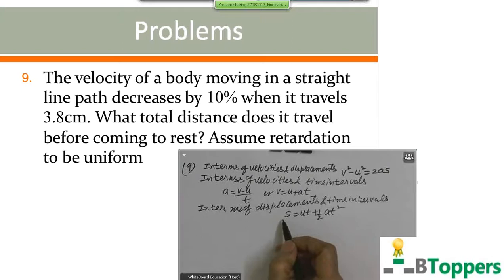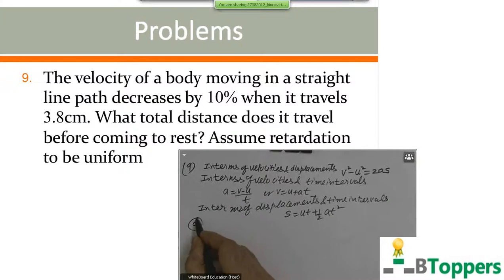Another problem may be given like this: a body moving in a straight line path with uniform acceleration covers 16 meters in the first 3 seconds. What is the distance covered in the next 3 seconds? So when the problem is given in terms of displacements and time intervals, without mentioning velocities, you can solve the problem by using the equation s equal to ut plus half at square two times for the two cases in the problem.